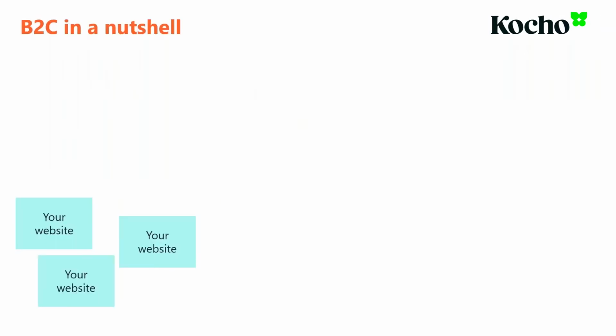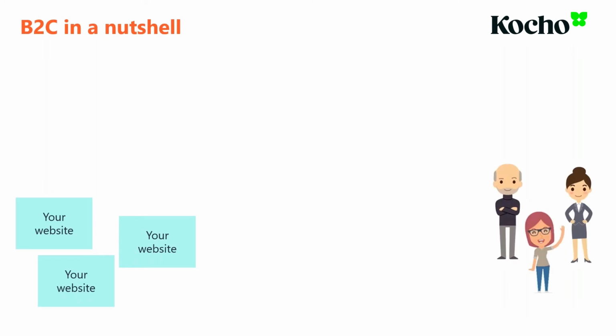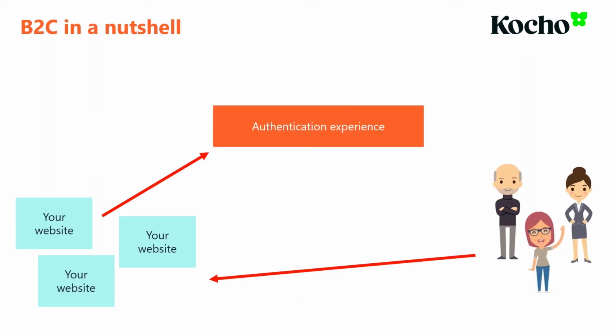B2C in a nutshell is an authentication mechanism like Azure Active Directory. So when you have users who need to access your web applications, they'll arrive on your web application, and if they need to get into an area where they need to be authenticated, they'll be bounced to an authentication experience, in this case B2C. That can use a username and password to authenticate them. That's stored in the B2C directory. It's called a local account.